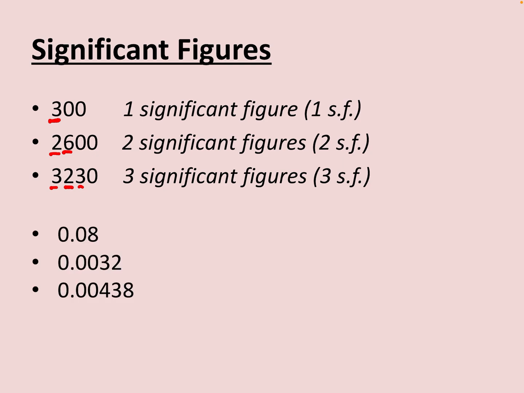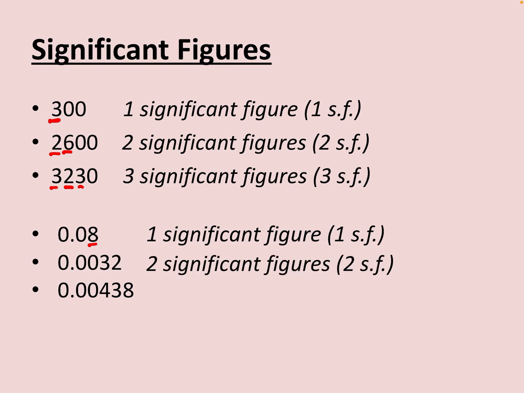If I'm talking about smaller numbers, I'm talking about decimal values starting with a 0 point. And a similar rule applies, but the significant part comes at the end of the number. So in 0.08, we have one significant figure, it's the number 8. In the second one here, we have two significant figures. And of course, the last one, we have three significant figures. So the zeros aren't considered significant.